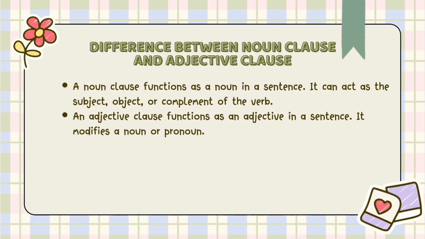Next, I will explain about the difference between noun clause and adjective clause. A noun clause functions as a noun in a sentence. It can act as the subject, object, or complement of the verb. An adjective clause functions as an adjective in a sentence. It modifies a noun or pronoun.